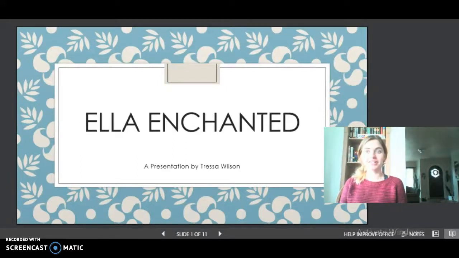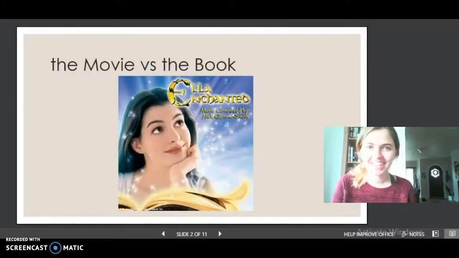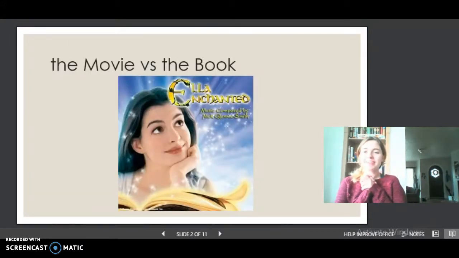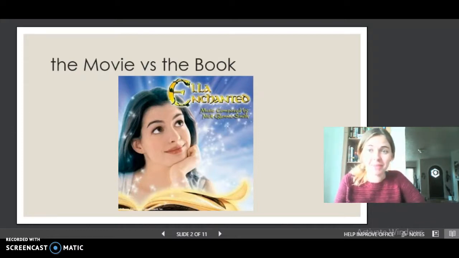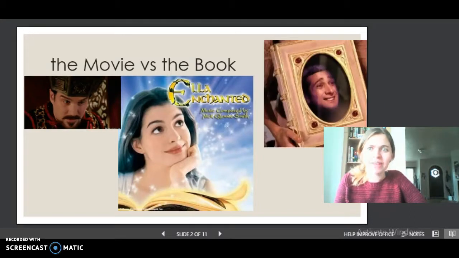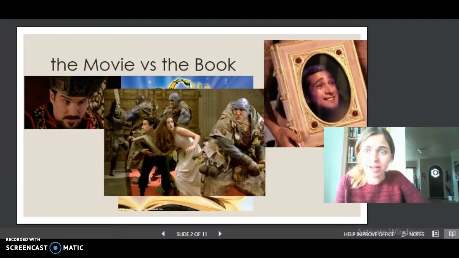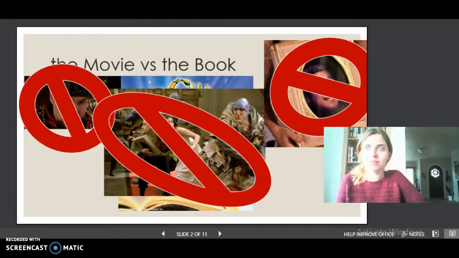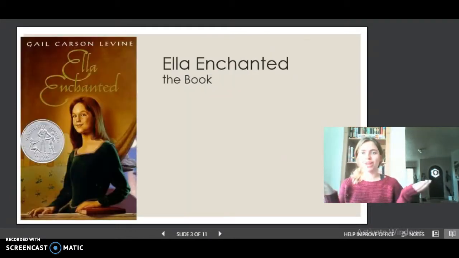Presentation: Ella Enchanted by Gail Carson Levine. Alright, so many of you probably have seen the movie. Now, unfortunately, some elements that you may remember, such as the bad guy, many characters, and the entire plot, did not appear in the book. Alright, straight into the book.